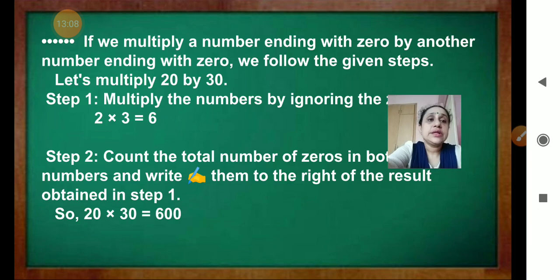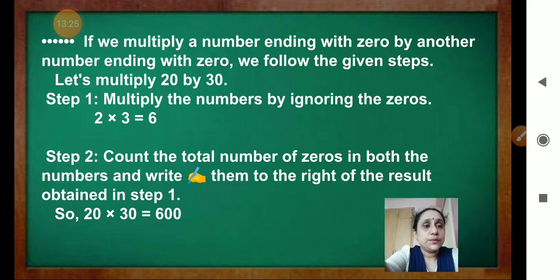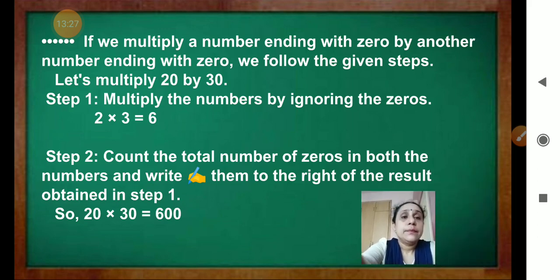Now, if we multiply a number ending with 0 by another number ending with 0, we follow the given steps. Let's multiply 20 by 30. Now step 1. Listen carefully, then I will explain. Multiply the numbers by ignoring the zeros. So first, 2 threes are, you have to write 6.